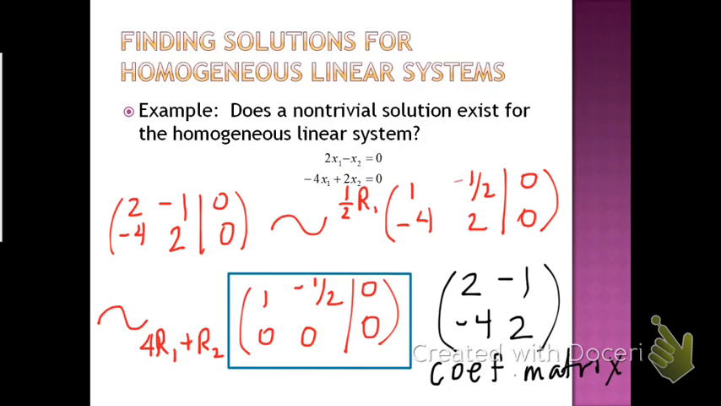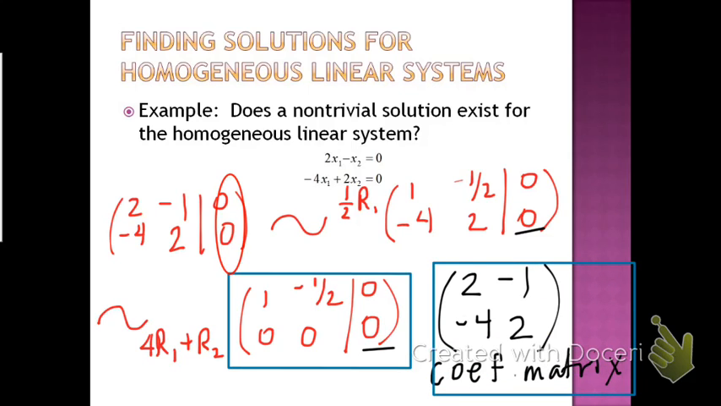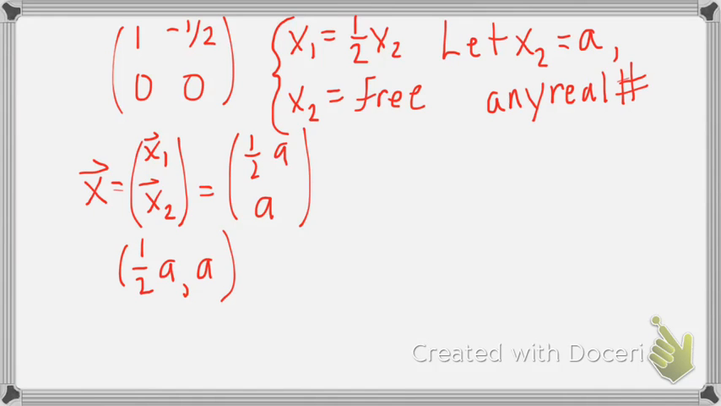Notice when performing the EROs that the b will always be 0 as we continue here, it will be the zero vector. So in actuality, we can just look at the coefficient matrix when we have a homogeneous linear system. Let's look at what the solution to this system looks like.